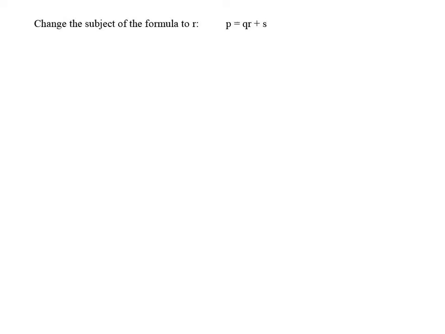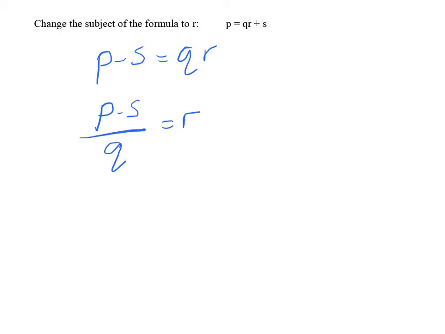Third question is changing the subject of the formula. And we need to think of this like an equation. We're trying to get r to be on its own, so we're going to move away everything else gradually. First thing I'm going to move is the s. So it's going to become p minus s equals qr. The q is multiplying the r, so if I move that over, it'll divide. And I'm just going to turn it around for tidiness. R equals p minus s over q.